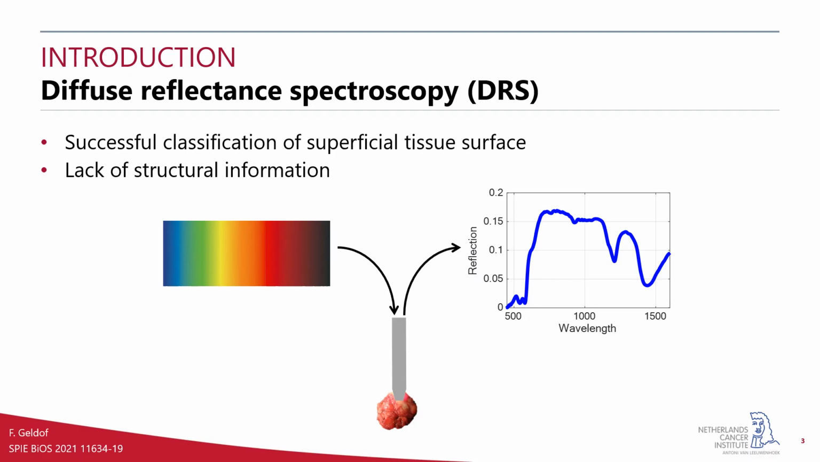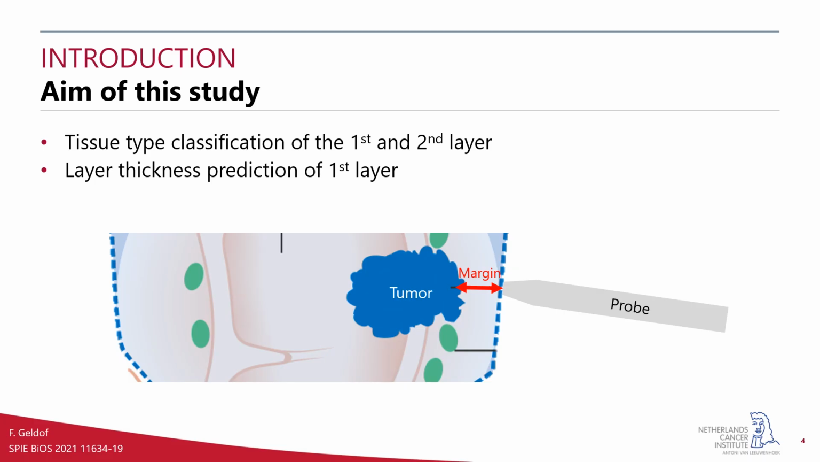However, so far this technique has mainly been used to assess the superficial tissue surface and homogeneous tissue volumes. To be able to evaluate resection margins up to multiple millimeters in depth, it's essential to also distinguish different tissue layers. In this study, we want to detect the tumor even when it's still beneath a layer of healthy tissue. When you look again at this image as showed before and we place a probe somewhere on the tissue surface, we would like to know that there is first a margin of healthy tissue of, for example, 2 millimeters, and beneath it there is a tumor.